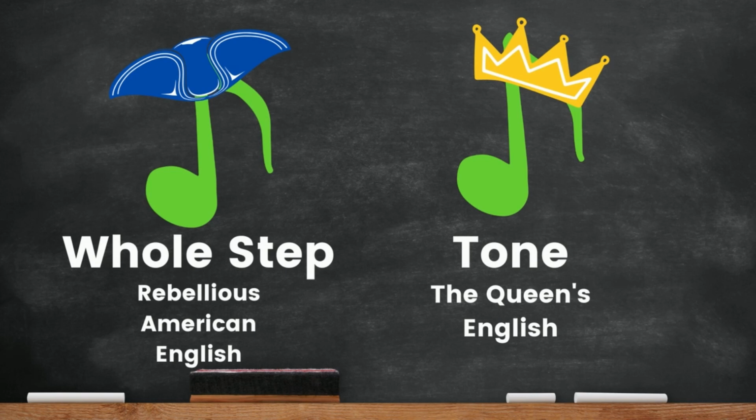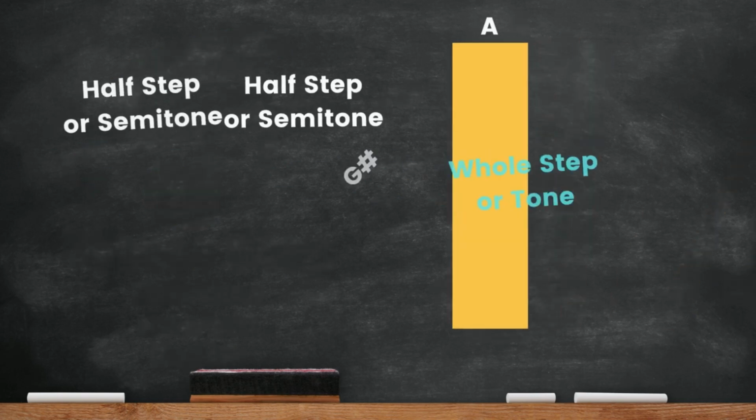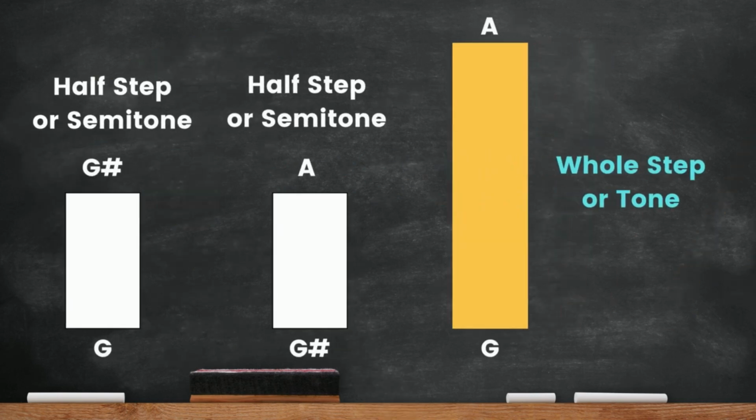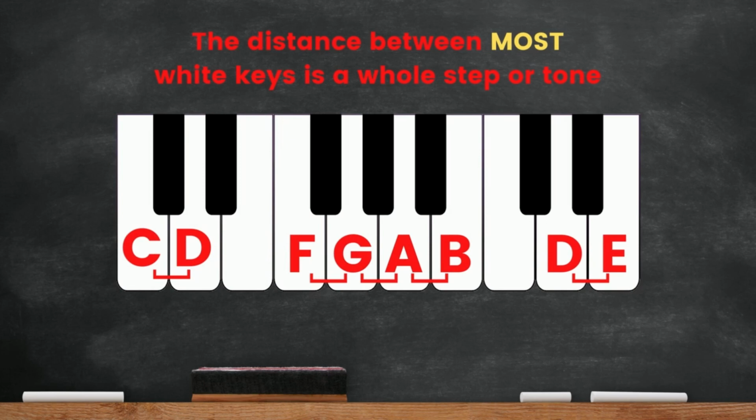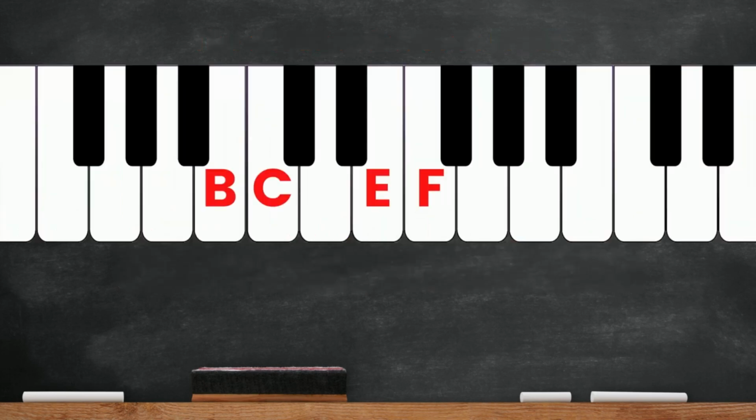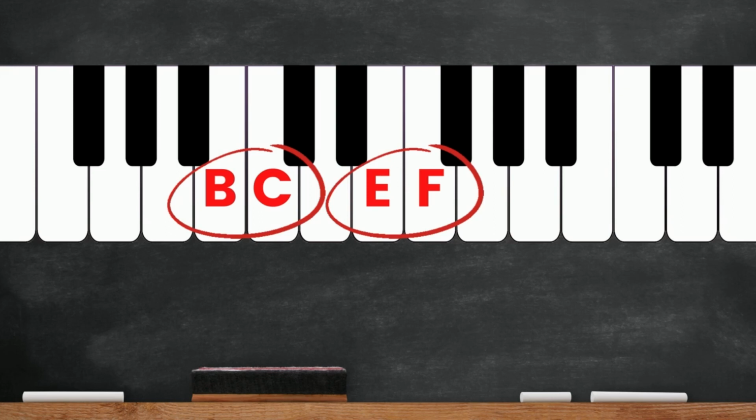A half step is a semitone, and a whole step is a tone. So 2 semitones is a tone. When looking at the piano, the distance between most of the white keys, or the natural notes, is a whole step or tone. The exception is E and F and B and C, because there's no black keys in between, and therefore those are semitones or half steps.